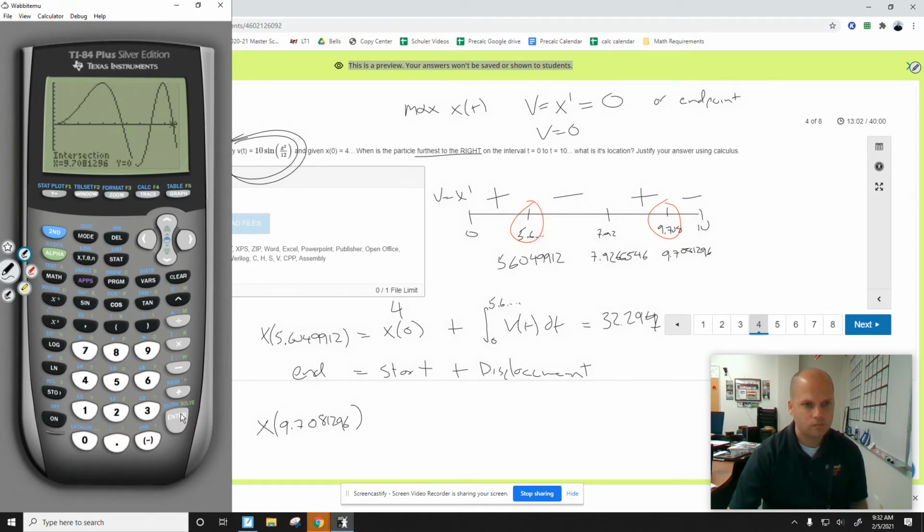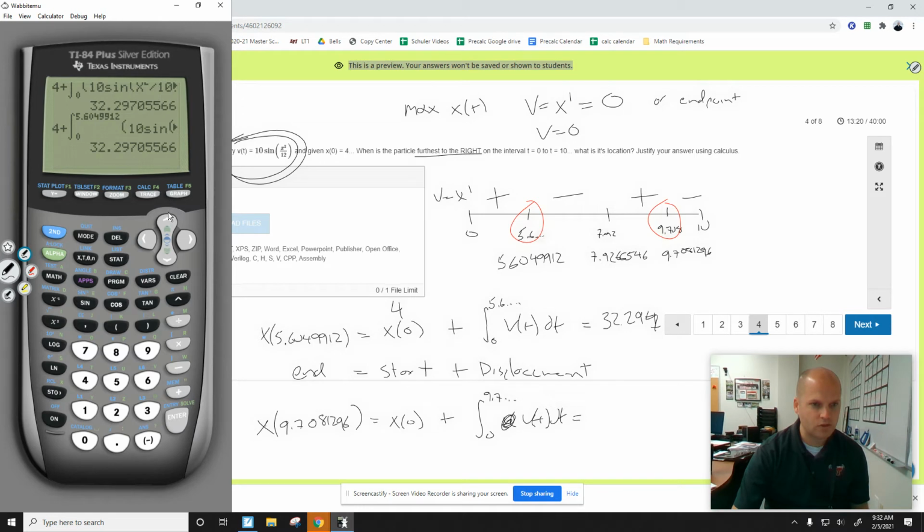Enter, enter, enter. So 9.708126, okay? Again, equals a starting plus a displacement between the start and the end. So I'm going to use the same integral, but now x is stored as the 9 number. I'll show you that. I get 28.926.